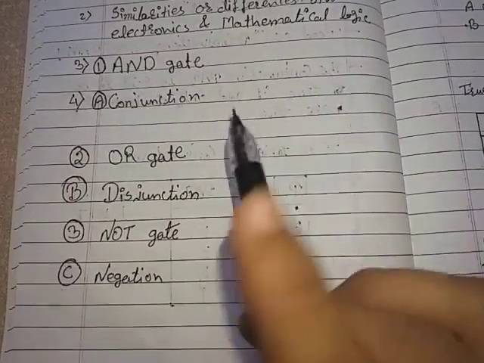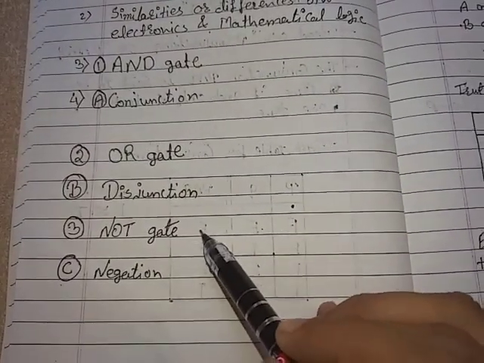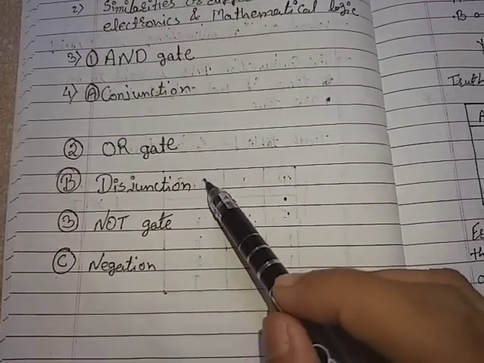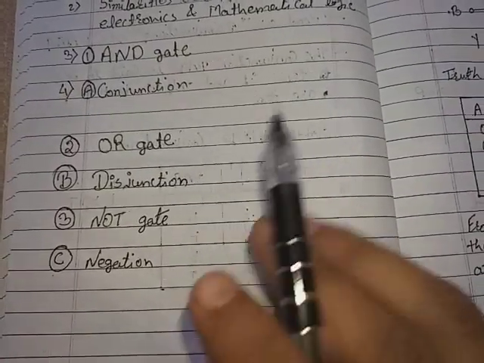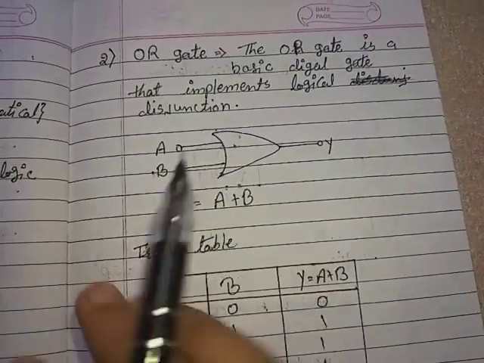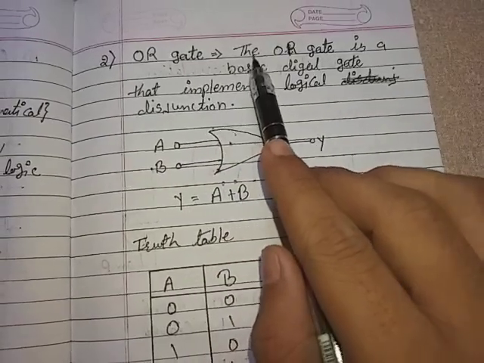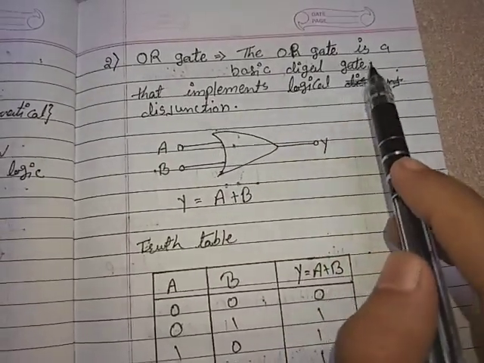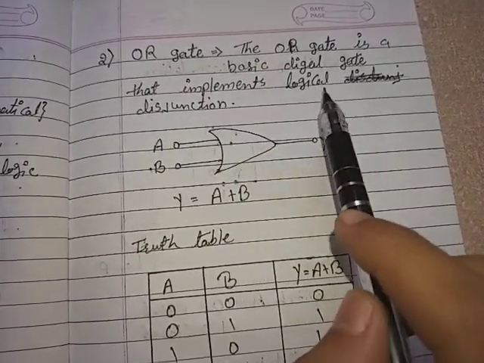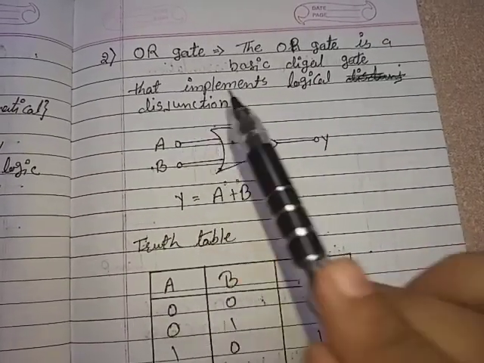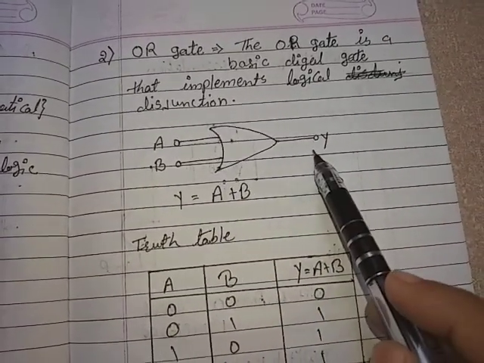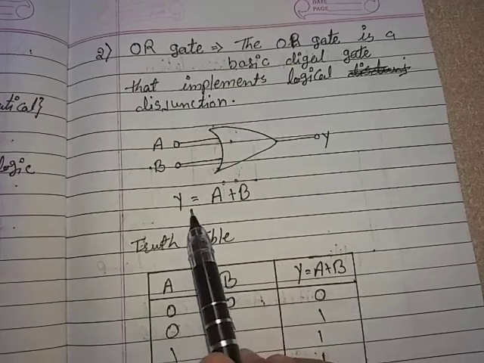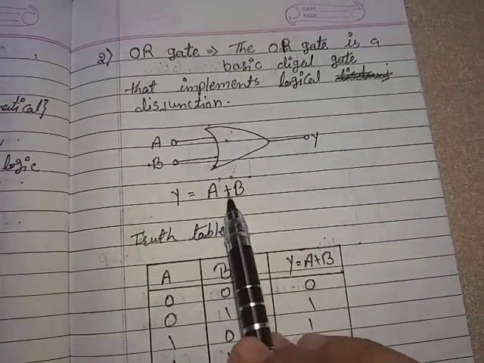Today we will learn the OR gate, the NOT gate, and from mathematical logic, disjunction and negation. So let's start with the OR gate. The OR gate is a basic digital gate that implements logical disjunction. This is the symbol of the OR gate, and the logical equation is y is equal to a plus b.